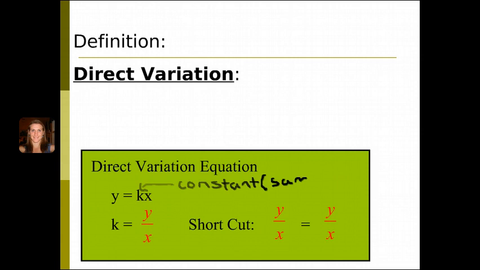There are a few ways you can write a direct variation equation. One is y equals kx, and then if you solved for k, you would get k equals y over x. So if you're looking for k, this is a great equation to use. Also, the shortcut to use for when we do word problems later on is y over x equals y over x.